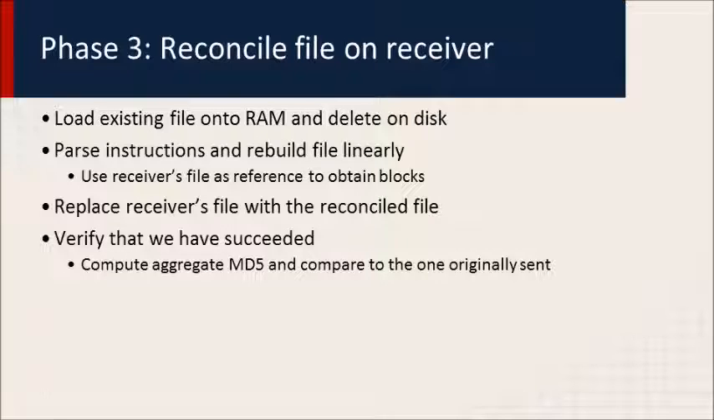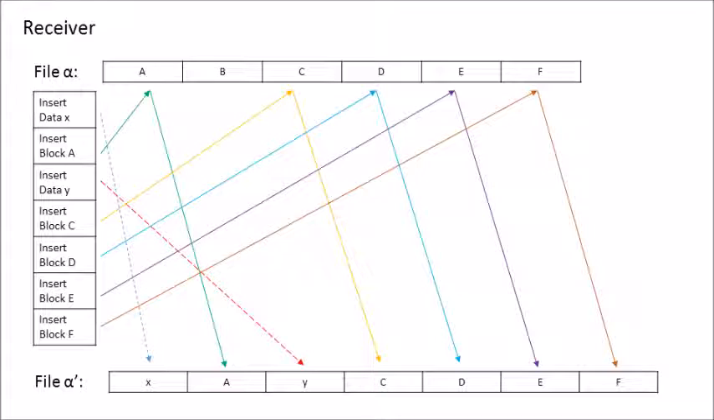Once we've completed all the instructions, the aggregate MD5 hash is computed and compared to the hash received at the beginning of the process. In this graphic, we parse the instructions from top to bottom, building the file alpha prime left to right. Alpha is used as a reference for matched blocks to be fetched from.